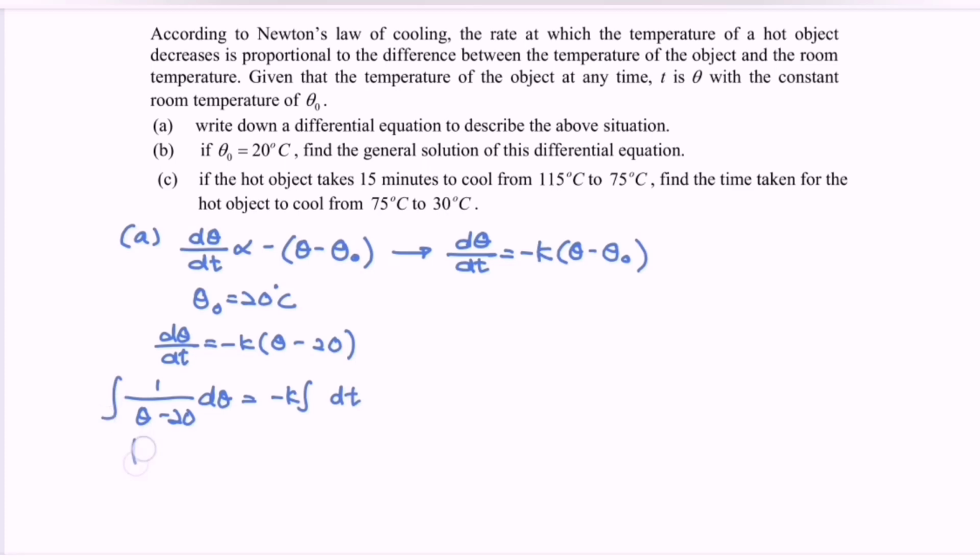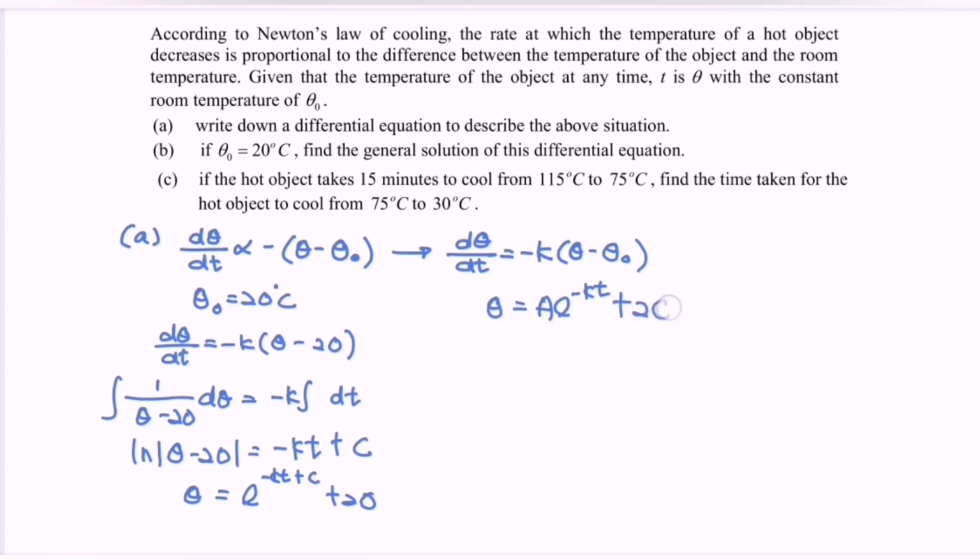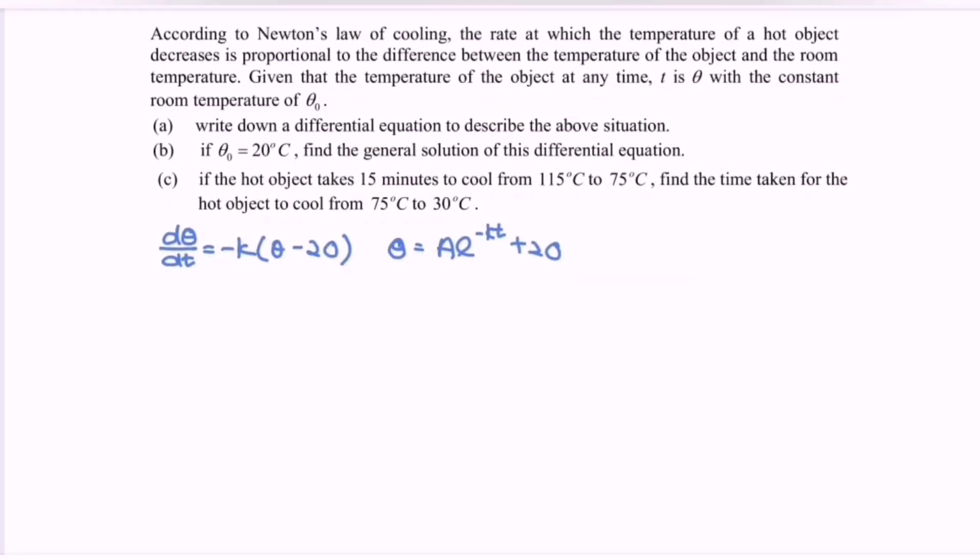Kindly integrate the situation. ln theta minus 20 equals negative kt plus c. So theta equals exponent negative kt plus c, plus 20. So the answer for B would be theta equals A exponent negative kt plus 20. Now kindly refer to C.